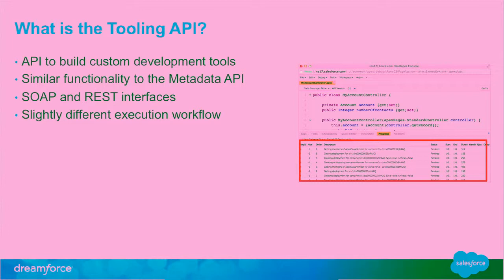And you've probably already seen it, even if you didn't know it. At the bottom of the Developer Console, there's a tab that says Progress, and if you do stuff, you can see it spinning through there with all the records, showing what's actually happened under the covers with the Tooling API.